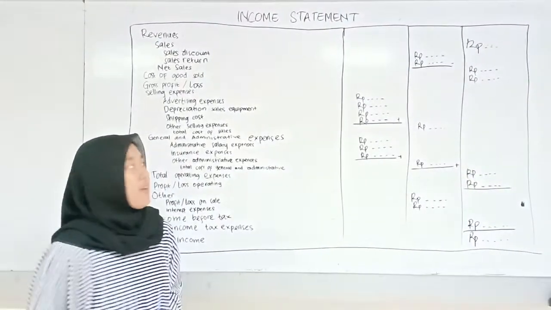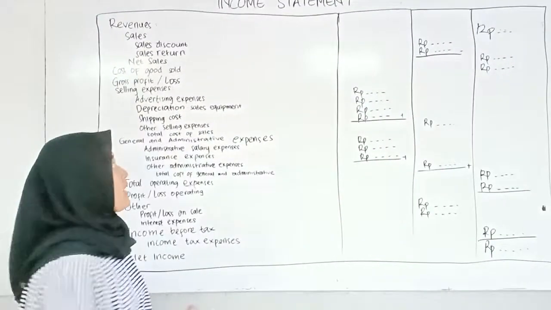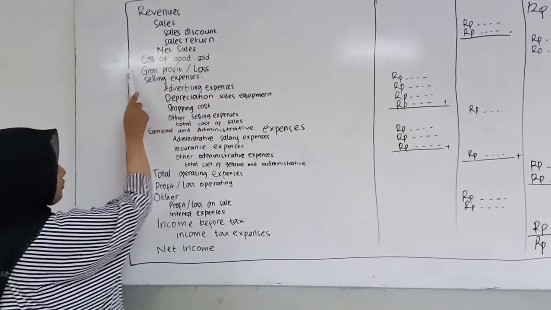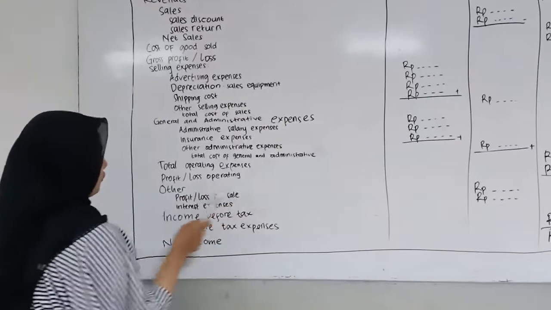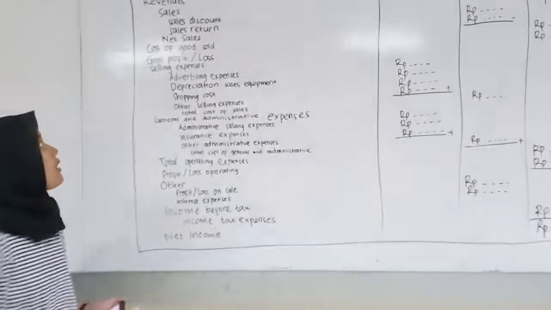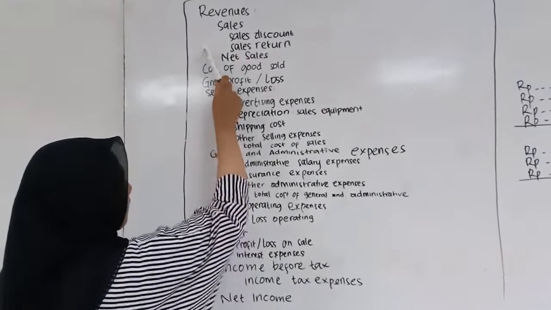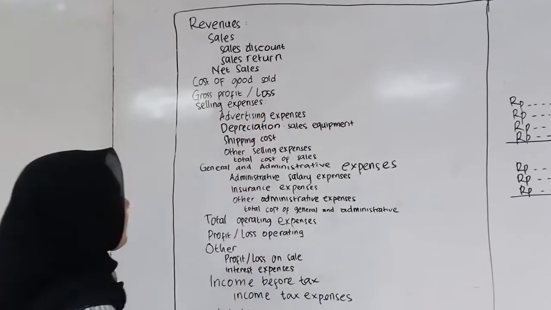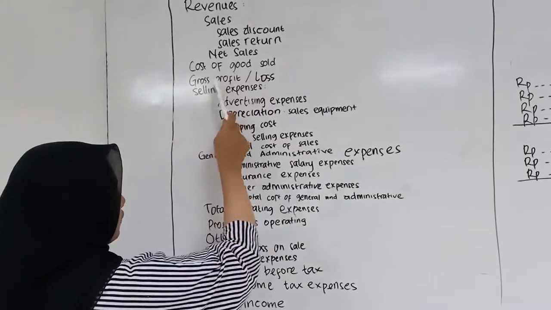Now, I want to explain about the element of income statement. Usually consists of revenues, cost of goods sold, gross profit or loss, operation, income before tax, and net income. Now, revenues from sales. The first, sales less total sales discount and sales return, and net sales. The second is cost of goods sold and gross profit or loss.